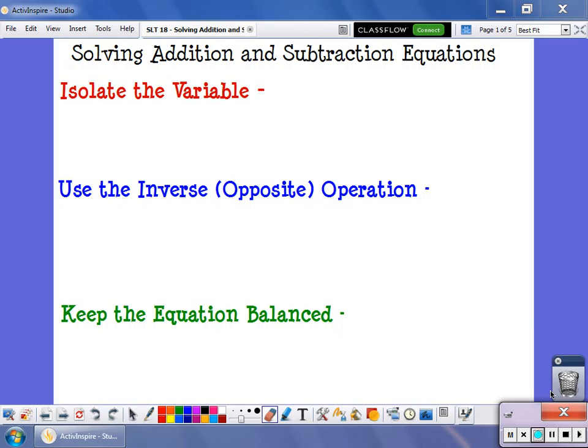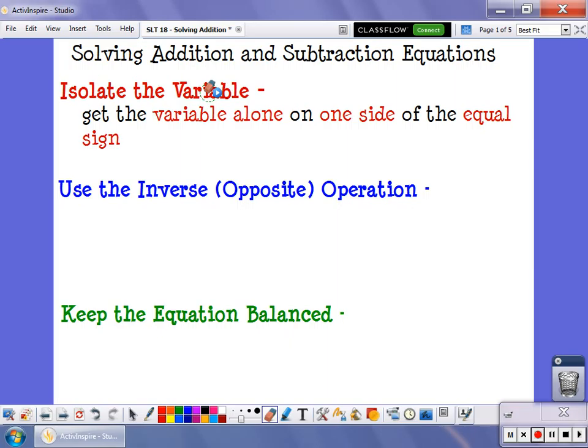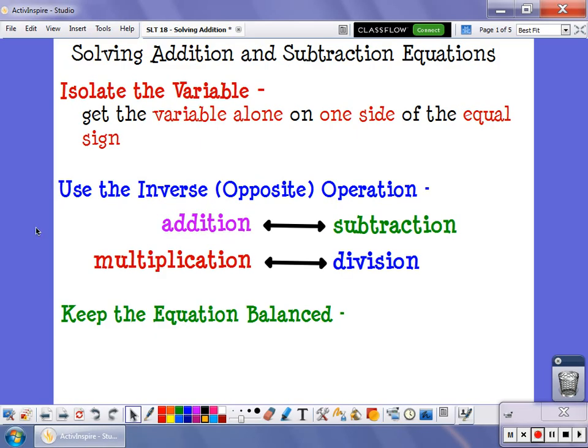The first thing that you want to keep in mind when you're solving an equation is that you have to isolate the variable. Isolating the variable means you want to get the variable alone on one side of the equal sign. The way you do that is by using the inverse or the opposite operation. So the opposite operation to addition is going to be subtraction, and the opposite of multiplication is going to be division. So if you have an addition equation, you'll use subtraction to solve it. And if you have a subtraction equation, you'll use addition to solve it.